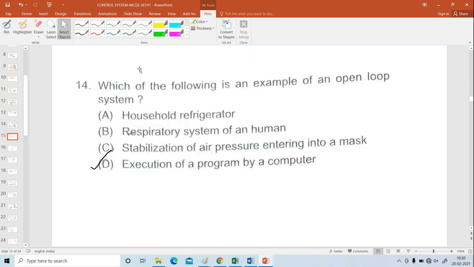Next problem. Which of the following is an example of an open loop system? Household refrigerator: it is not an open loop system. The respiratory system of a human is a closed loop system. Stabilization of air pressure entering into the mask is also a closed loop system. But the only open loop system is the execution of a program by a computer. Whatever program we give, we'll get an output.